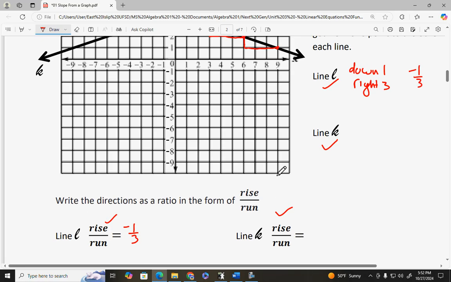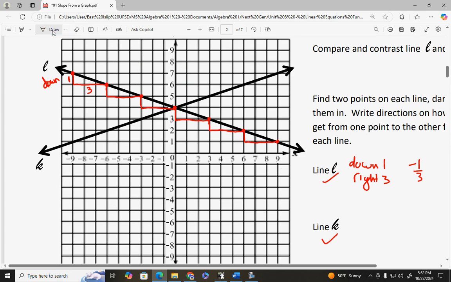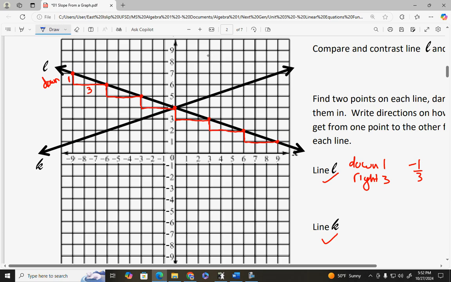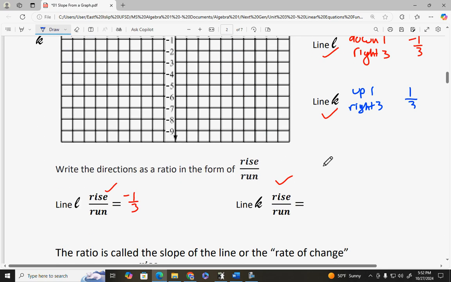So now if I do line K, I'm just going to pick a different color. And I darken in some nice points that are equally spaced. Points where I can count full boxes. I can see that I go up 1, right 3, up 1, right 3. I can keep on going. Do I have to draw them all? I really don't. I know that I went up 1 and right 3, which makes me write the ratio 1 over 3.